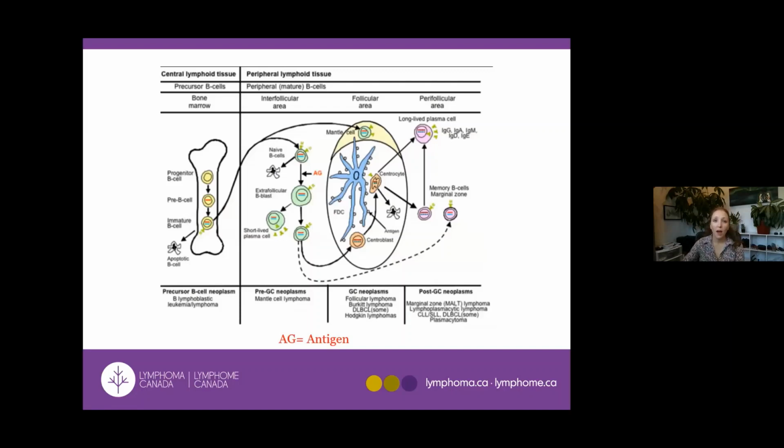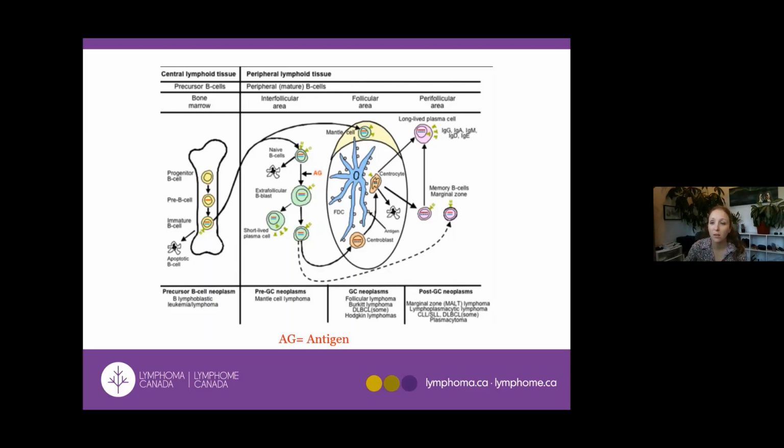When we talk about how a lymphoma develops, we know that B cells are first made in the bone marrow. They start out as what's called a progenitor B cell. They grow up within the bone marrow, and then they get released out into the rest of the body, to what's called the peripheral lymphoid tissue. When they get there, these young, naive B cells are exposed to an antigen.